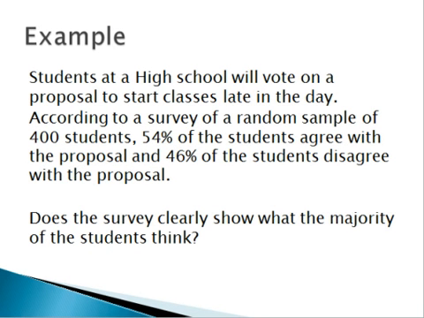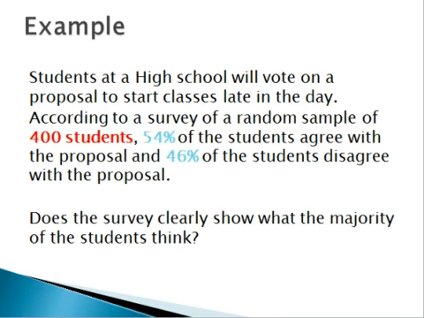Right, for example, students in a high school will vote on a proposal to start classes late in the day. According to a survey for a random sample of 400 students, 54% of the students agree with the proposal and 46% of the students disagree with the proposal. And the question is, does the survey clearly show what the majority of the students think? All right, let's see what we can do.